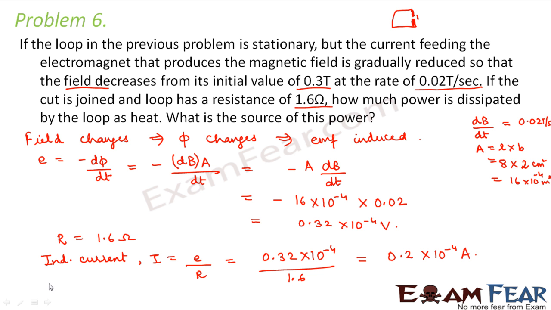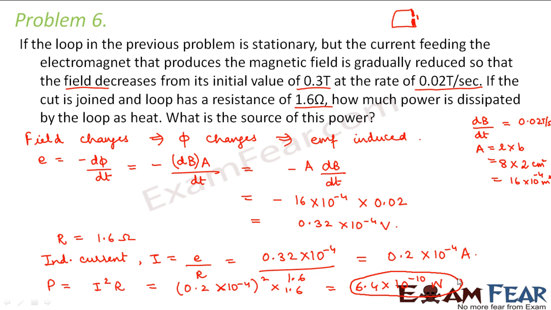We have to calculate the power which is dissipated as heat. So power is equal to I square R. That will be equal to 0.2 into 10 to the power minus 4 whole square into R, that is 1.6. So this comes out to be 6.4 into 10 to the power minus 10 watt. So this much power is dissipated by the loop as heat, right? I hope this is clear. I hope the approach to this problem is clear.